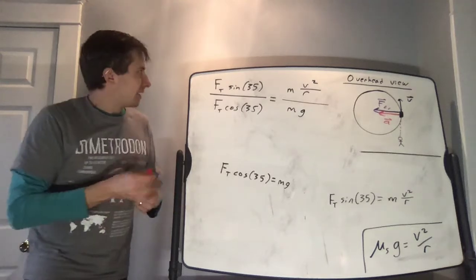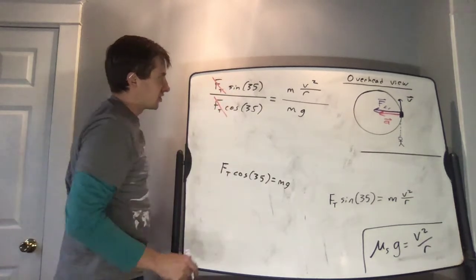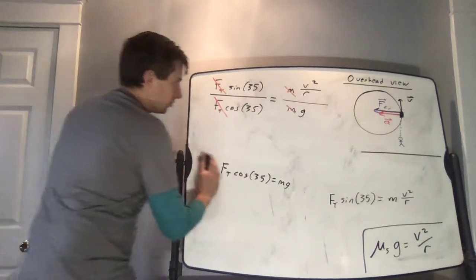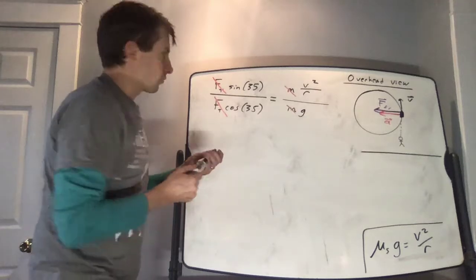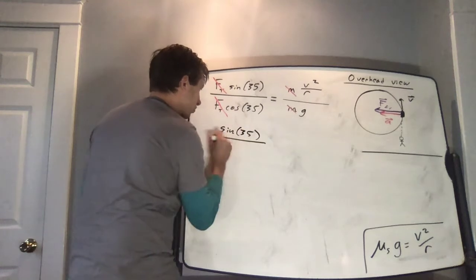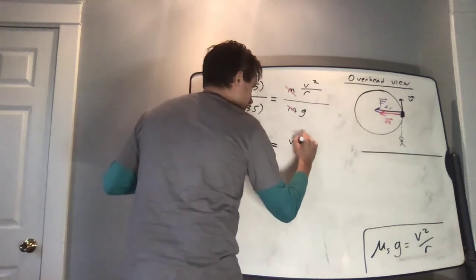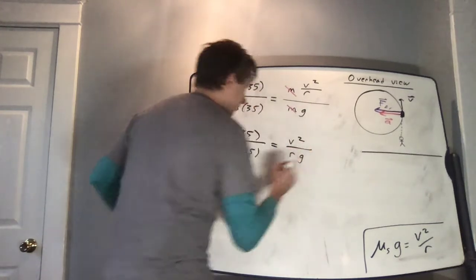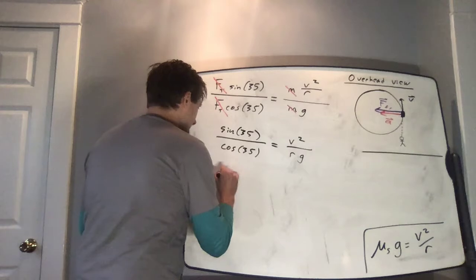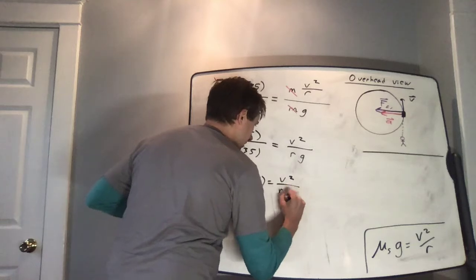When we do this, it turns out not only tension cancels out of this problem, but also the mass of the fuzzy dice cancels out. What we're left with is sine over cosine. So I have sine 35 over cosine 35 is equal to v squared over r times g. And sine over cosine is just tangent. So I can write tan 35 equals v squared over rg.